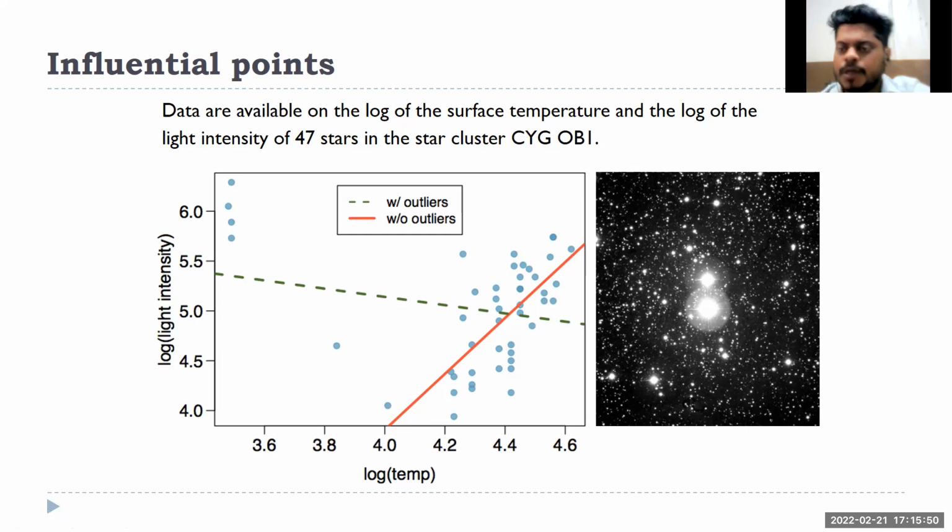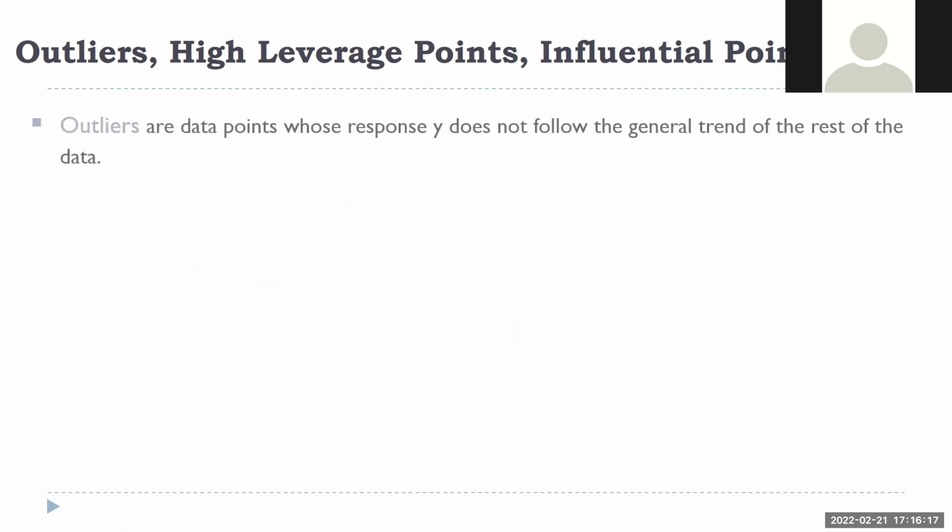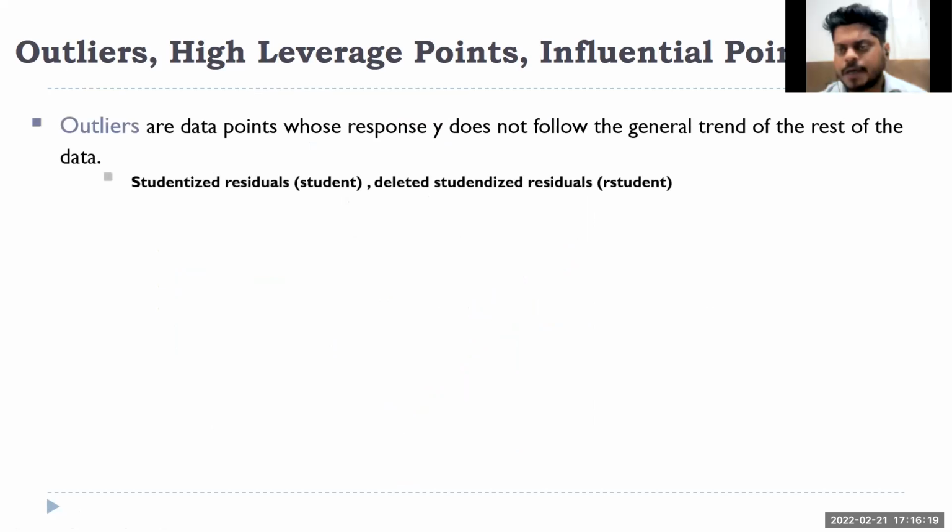So these outliers which are influencing my regression line are known as influential points, right? Not all outliers, not all high leverage points influence your regression line. Out of all the outliers and high leverage points, those points which have an impact on your regression equation are known as influential points. Clear? Yes, sir. So how do you find outliers?